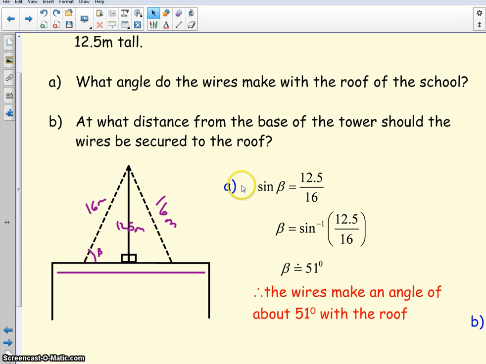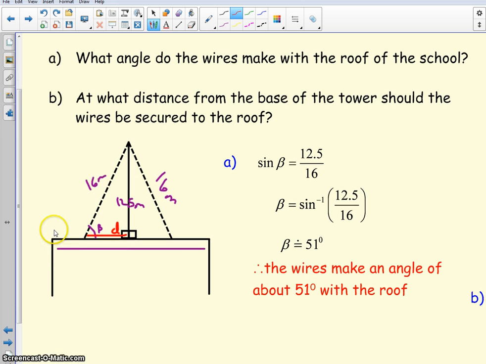For B, we want to know the distance from the base of the roof where the wire should be secured. So now we're actually looking for this distance right here. So let's call that D. And again, you got some choices here. Think to yourself, would you rather use trigonometry to solve for this side, or would you rather use Pythagorean theorem to solve for the side? Which one would be more exact? So if you take a second, think about it.